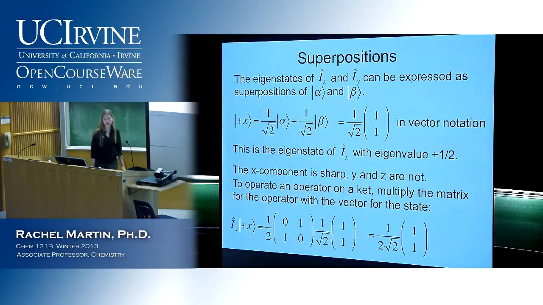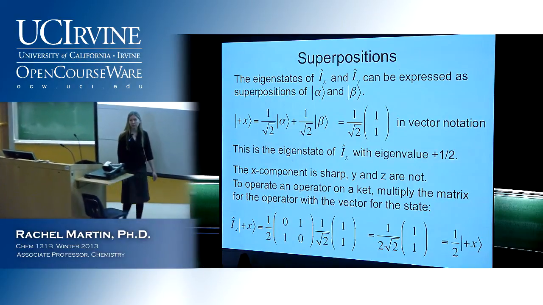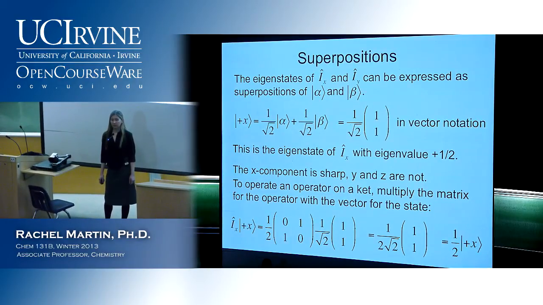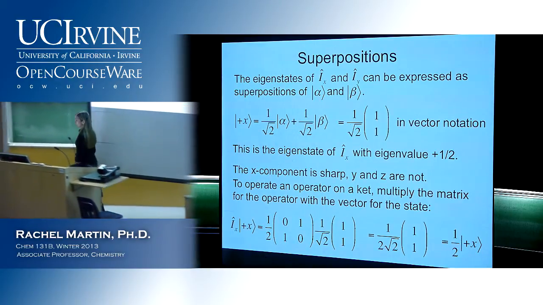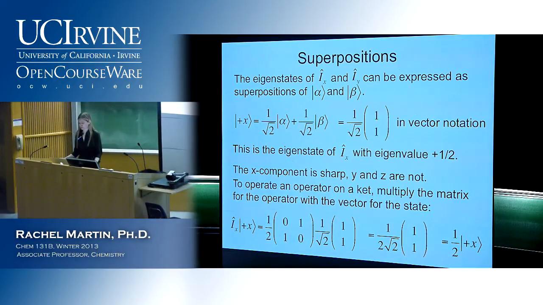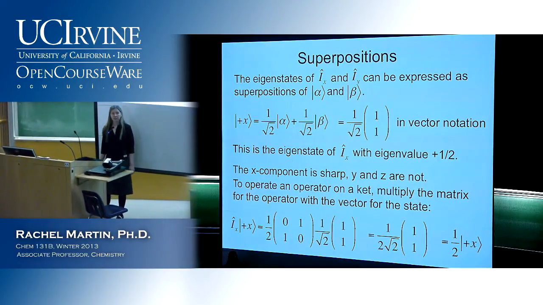So here's what we get for Ix operated on the plus x state. And that gives us, if we simplify the constants, a half times x. Which makes sense, right? That's what we expect. We get the original state back as we said it's an eigenstate, and then we get its value of its spin quantum number, which is plus 1/2. All right, so that's one of these things.